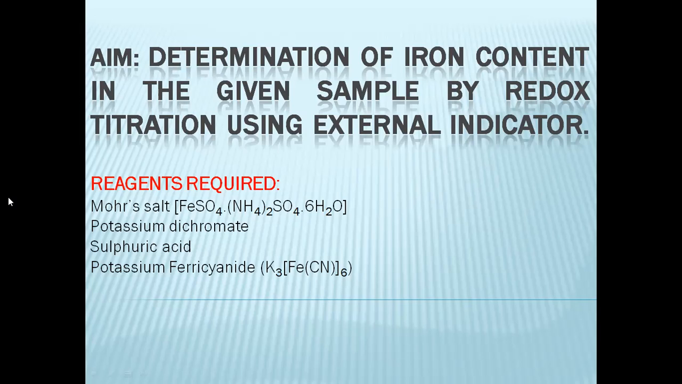So far, you have determined the total hardness of water by the EDTA method. You have determined the total alkalinity of water. You have determined the chloride content by argentometric titration. You have determined available chlorine in bleaching powder. In all these experiments, you have used an internal indicator, but in this experiment, you are using an external indicator called potassium ferricyanide to determine the iron content in the given sample by redox titration.